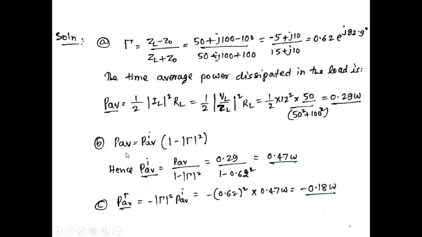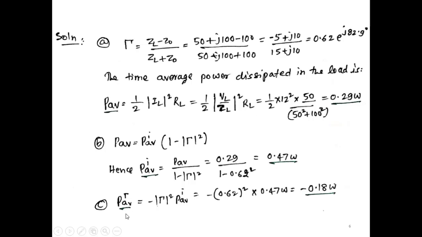But we know that P average is equal to P average incident into bracket 1 minus magnitude of tau squared. Hence, P average incident is given by P average divided by 1 minus magnitude of reflection coefficient squared. So P average we have calculated as 0.29 watt, divided by 1 minus the magnitude of reflection coefficient, which is 0.62, squared. Square this and divide, we get P average incident is equal to 0.47 watt.